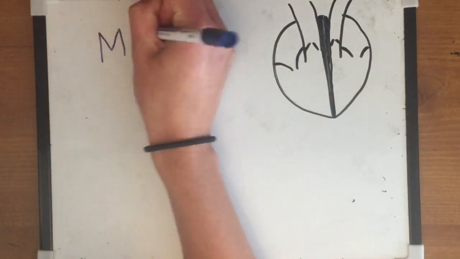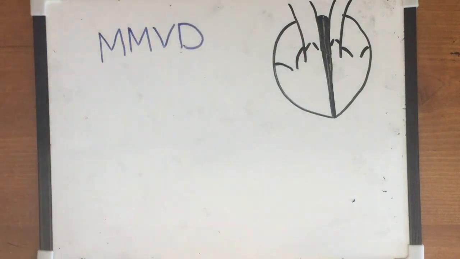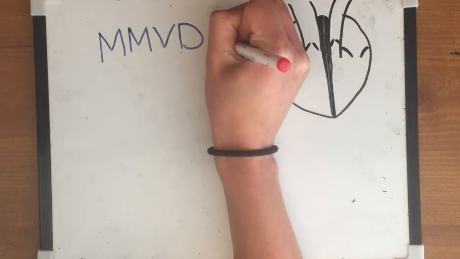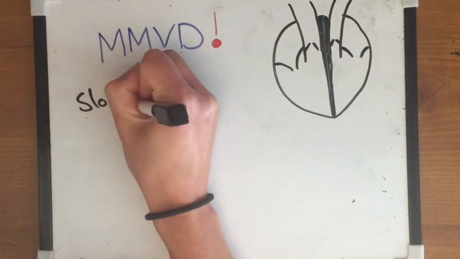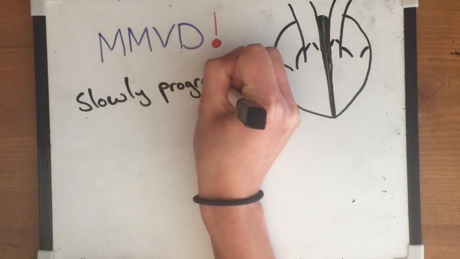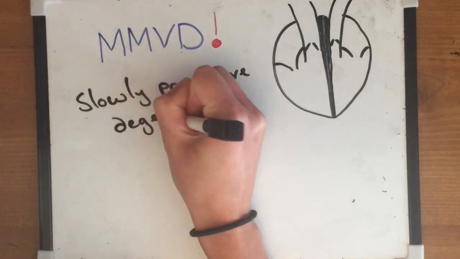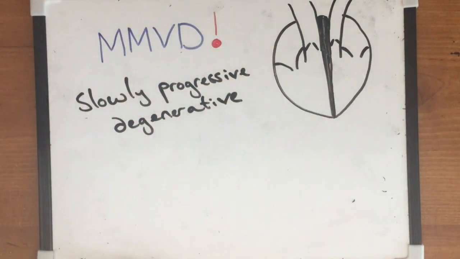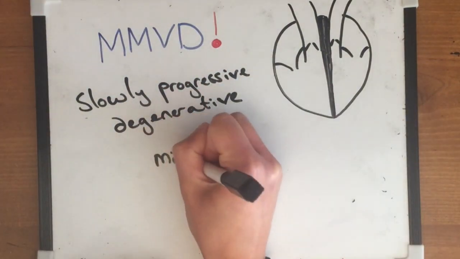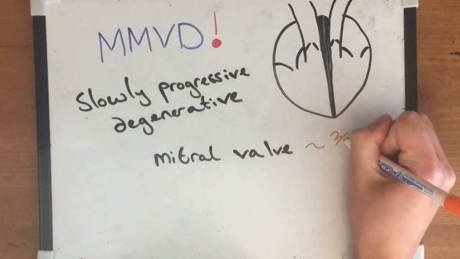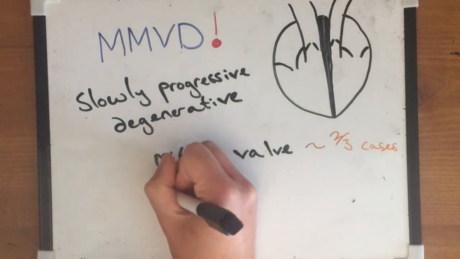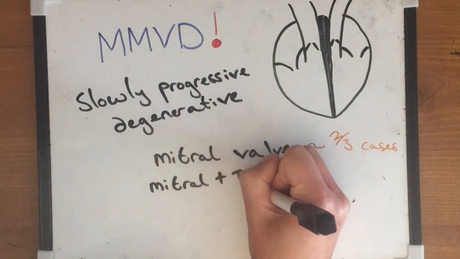The first disease is myxomatous mitral valve disease, which is the most common cardiovascular disease in the dog, and therefore an important one to be aware of. It is a slowly progressive degenerative disease. As the name suggests, it most commonly affects the mitral valve, although it can also affect the tricuspid valve and the mitral valve together, which accounts for 30% of cases. Very rarely it only affects the tricuspid valve.